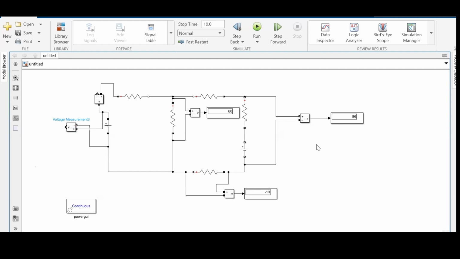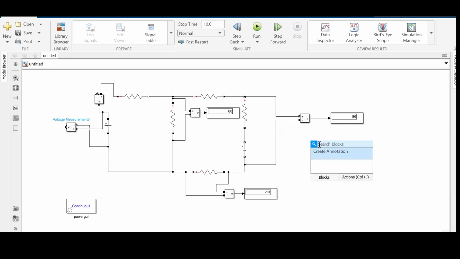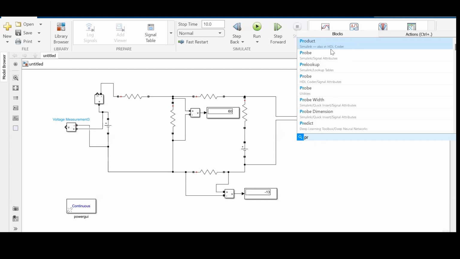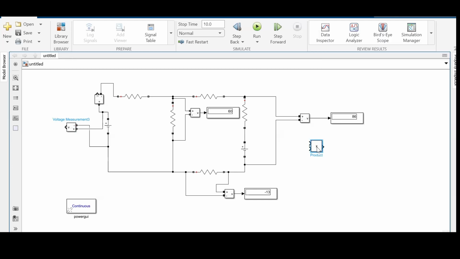Now remember that power is the product of voltage and current, so I'm going to get this block called the product. This product is going to multiply the voltage as well as the current. And then from this, I need a display so that I can see the value of the product of the two. We rotate it that direction. Now I can run my circuit.